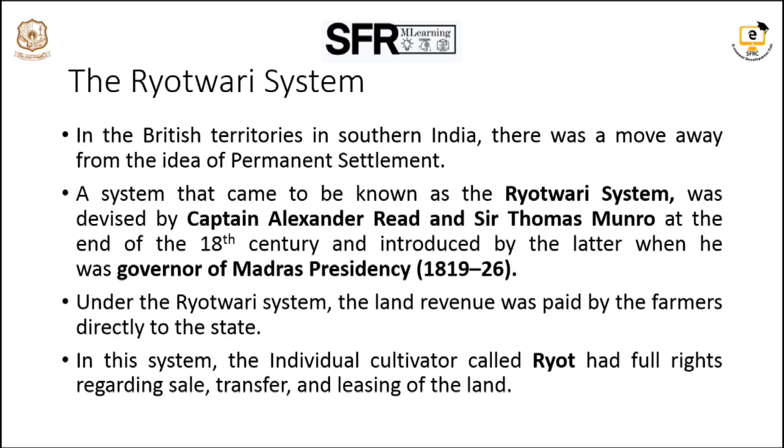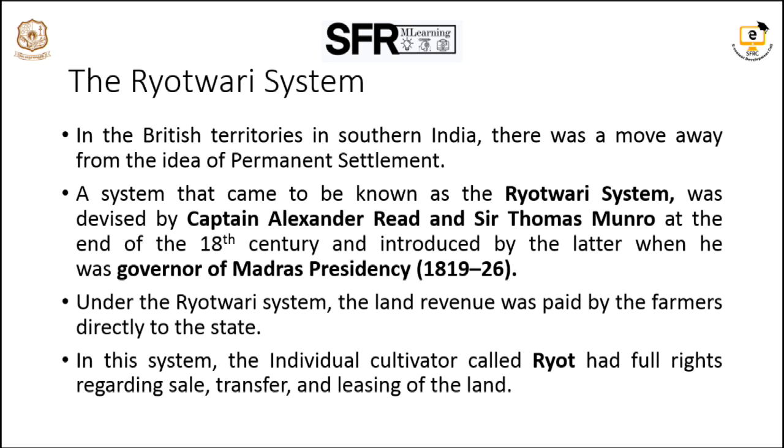Now let us pass on to the next system, the Ryotwari system. In the British territory of South India, there was a move away from the idea of permanent settlement. They did not like such permanent settlements as the Zamindaris, and a new system was introduced, the Ryotwari system. The system was devised by Captain Alexander Read and Sir Thomas Munro in the 18th century and introduced by the latter in the Madras Presidency. Under this Ryotwari system, the land revenue was paid by the farmers directly to the state. In this system, the individual cultivators were called ryots.